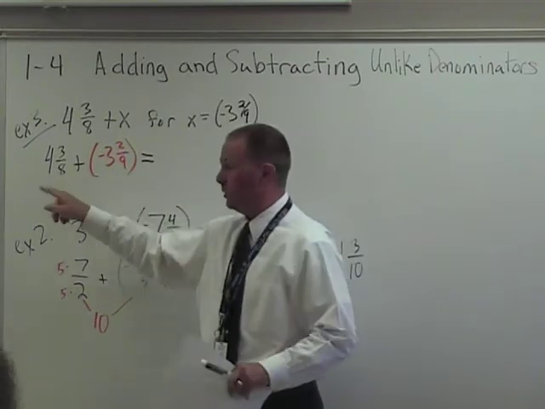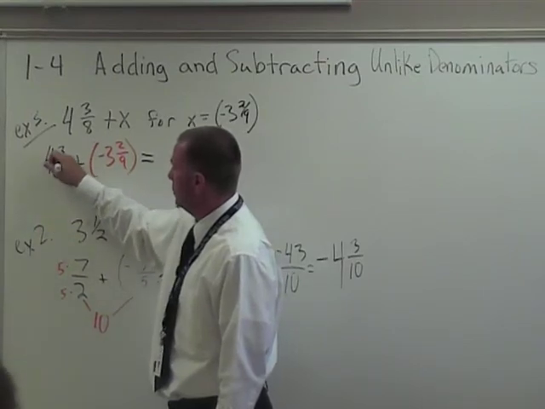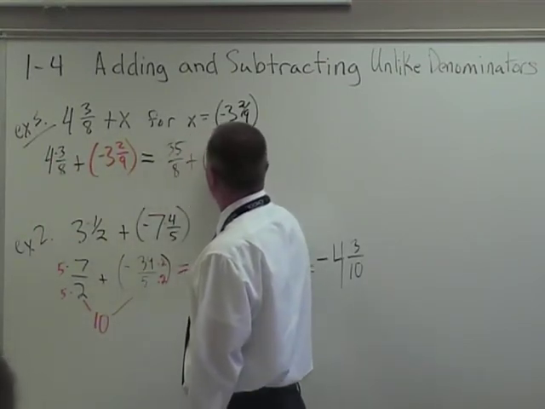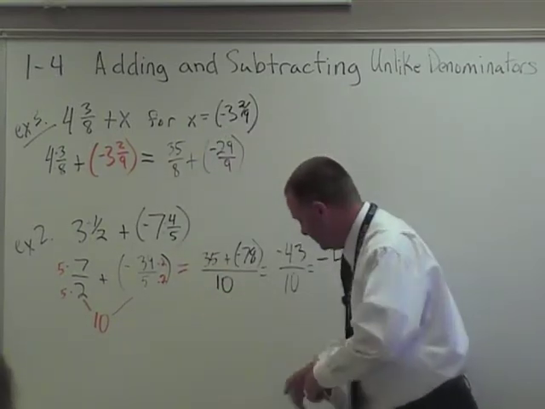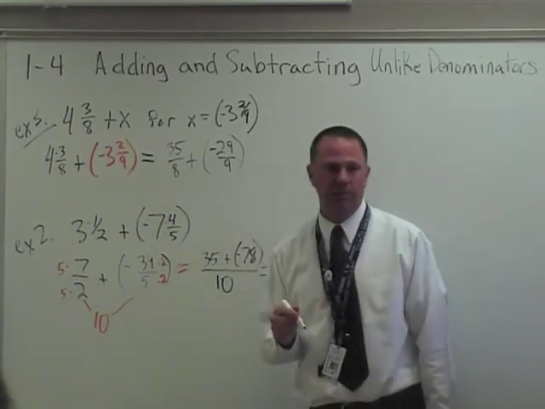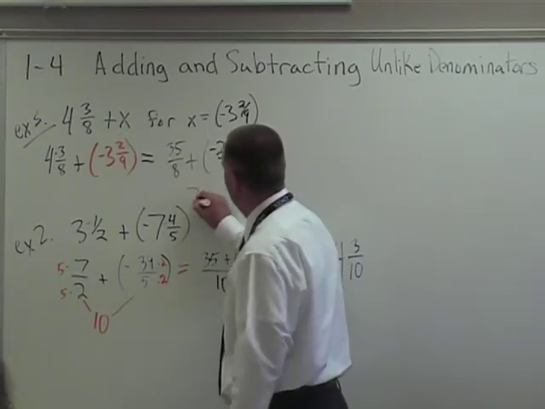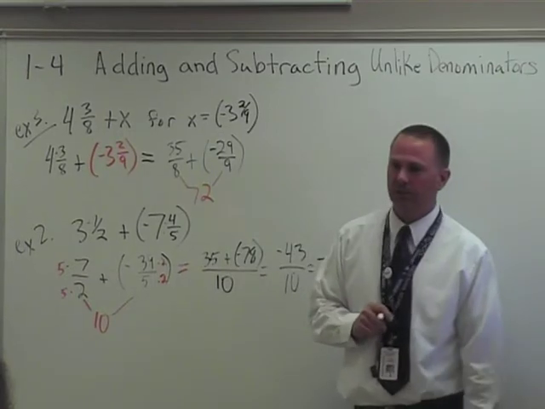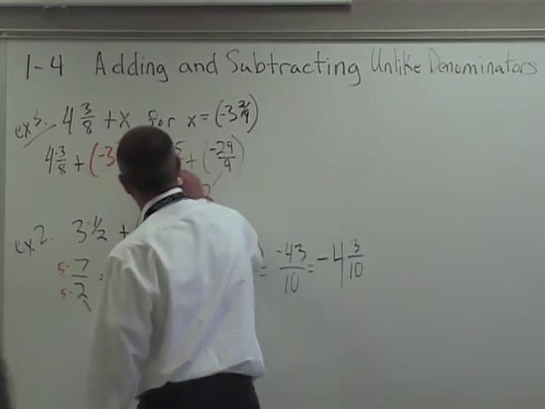Okay, Quentin, did you do this one? Yeah, it's 35 over 8. Yep. 4 times 8 is 32, plus 3 is 35 over 8, and Nephi already told us this is negative 29 over 9. All right, now, what is the common denominator since they're different? 72. Bethany? 72. So, what do I got to multiply 8 by to get 72? 9.